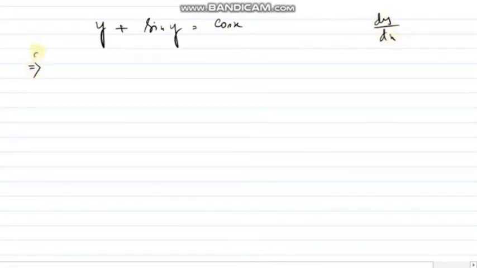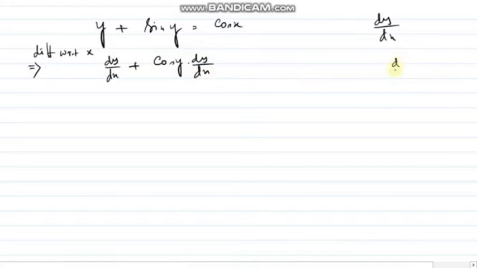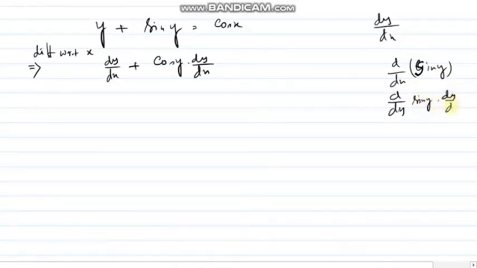Differentiating with respect to x, I can write y as dy/dx. My sin y will be, just check, cos y into dy/dx, because I am differentiating with respect to x. So d/dx of sin y, we can't differentiate sin y directly with respect to x, so it will be d/dy of sin y into dy/dx, right? And d/dx of cos x will become minus sin x.